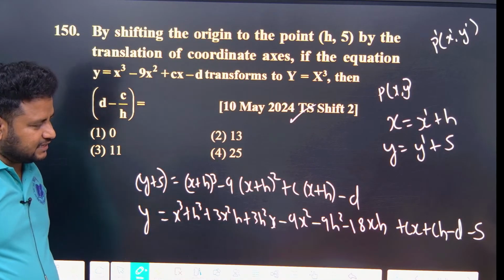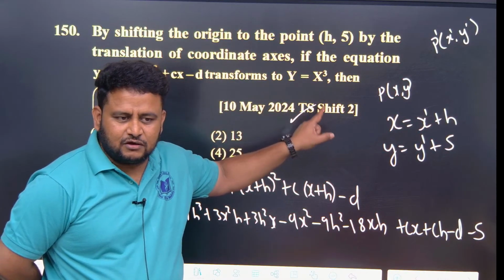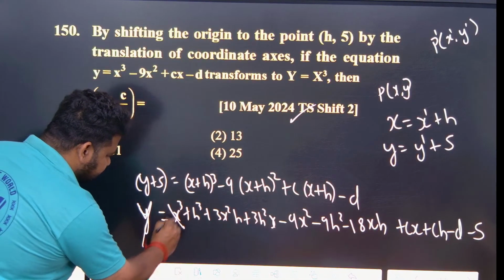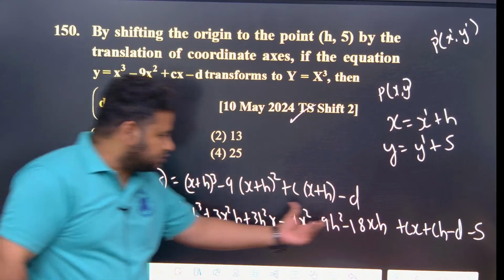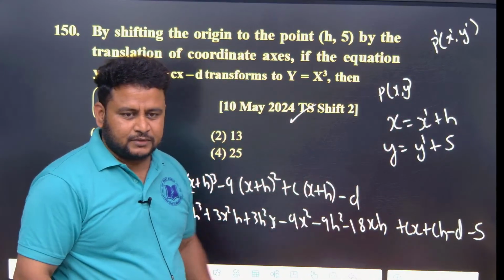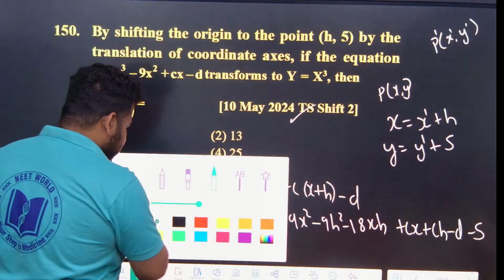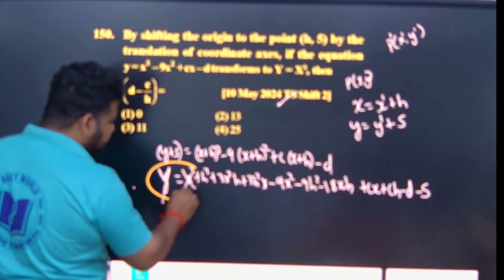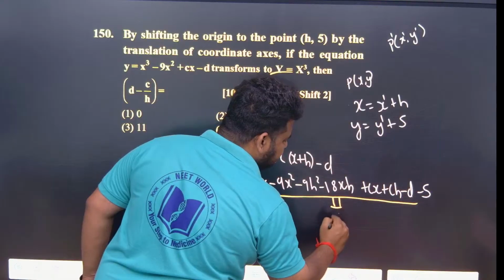Now what they are telling is, after doing this, what is the equation that we are getting? Y is equal to x cube. Make this capital, Y is equal to X cube. That means everything else should become equal to 0. This should never be there. So this one was one way to do the question, that is the shortcut way. See here, y is equal to x cube, you got it. So this entire thing will become equal to 0.